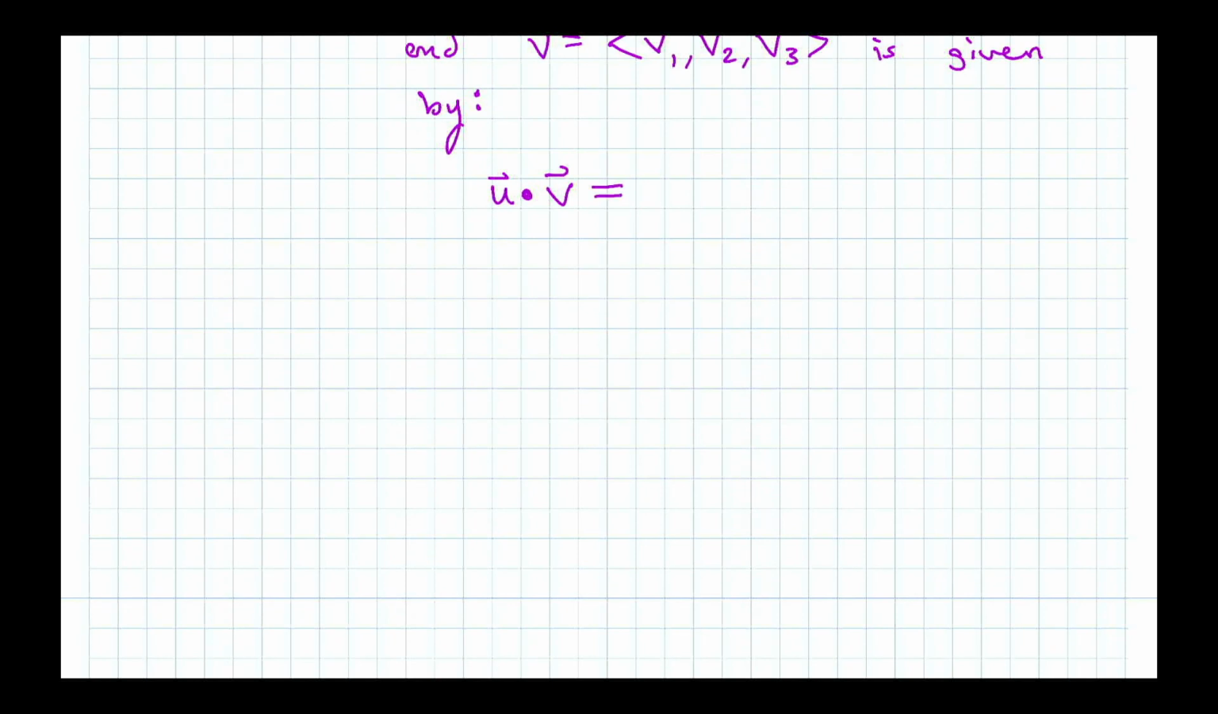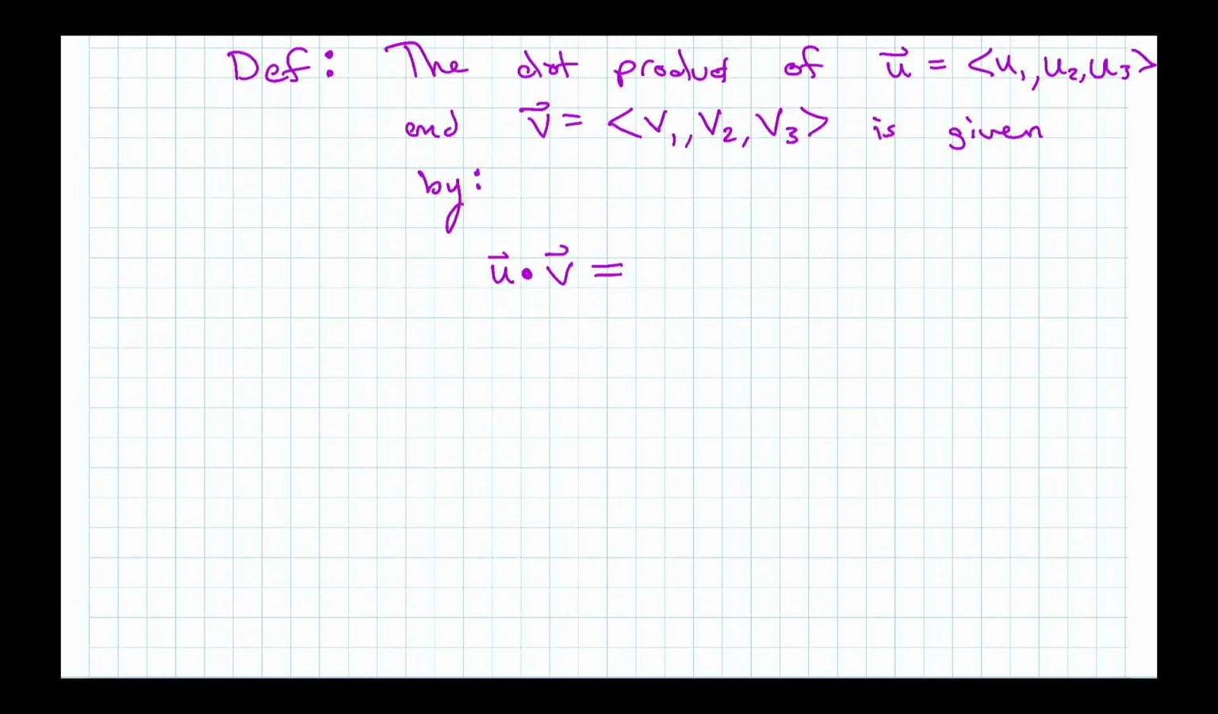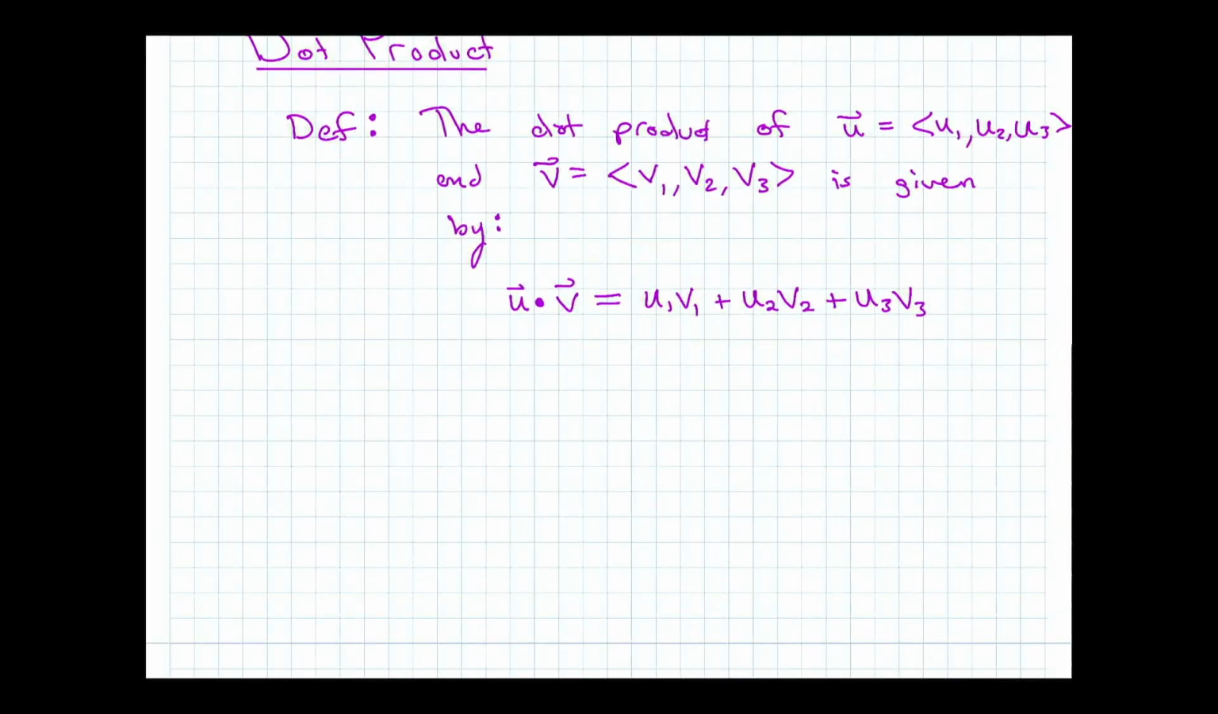And the way you calculate it is you multiply the components. So u1 times v1, u2 times v2, u3 times v3, and then you add those all up. So you go u1 v1 plus u2 v2 plus u3 v3. And that's your definition. Okay. So that's what a dot product is. I'm going to put a box around that so you can find it easier if you're looking later on. All right. So that's your dot product.